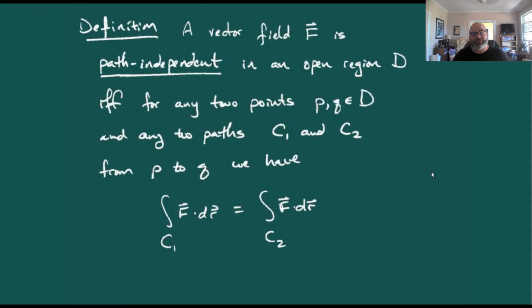And so this leads us to the notion that a vector field F is said to be path independent in an open region D if and only if for any two points P and Q in there and any two paths C1 and C2 between P and Q, the line integrals are equal. And so now we've got two different notions floating around here. We've got this notion of path independence, and the notion of conservative vector fields.